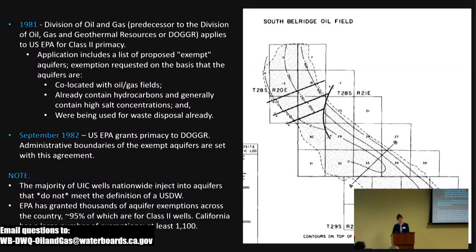It's also important to note that the majority of UIC wells nationwide inject into aquifers that don't meet the definition of USDW. California is a unique circumstance because the oil and gas occurs so shallow here and often occurs in conjunction with groundwater that meets the definition of USDW. And EPA has granted thousands of aquifer exemptions, 95% of which are for Class 2 wells, which are injection wells associated with oil and gas production. California has a very large number of exemptions, at least 1,100, but EPA's database is very incomplete. They have a record of more than 3,300 approved aquifer exemptions nationwide, but their official database only lists 19 aquifer exemptions in California, which is clearly not accurate.